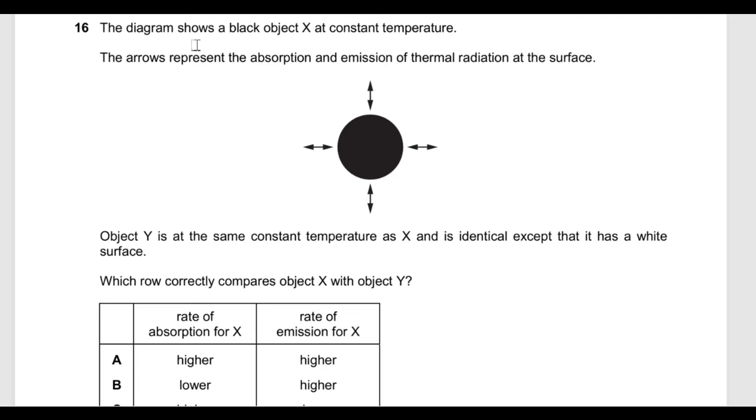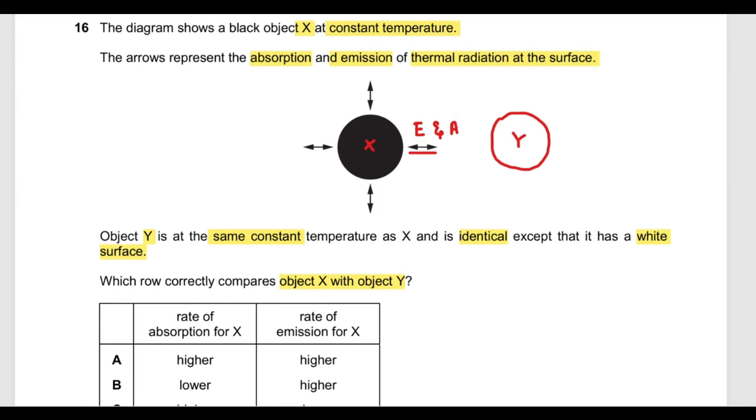Question 16 says the diagram shows a black object X at constant temperature. The arrows represent the absorption and emission of thermal radiation at the surface. Object Y is at the same constant temperature as X and is identical except that it has a white surface. Which row correctly compares X with Y? So this is sphere X and these arrows are showing absorption and emission of thermal radiation. And we have an identical sphere Y that is white in color.